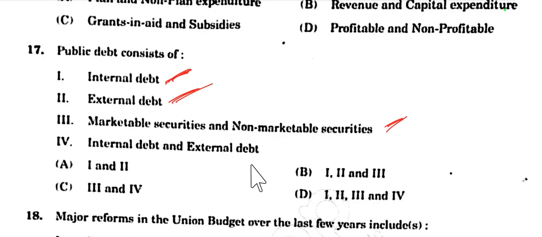Then internal and external debt. Yes. So public debt consists either of only internal debt, or only external debt, or both internal as well as external, or of marketable securities and non-marketable securities. So all of the above are correct choices of public debt. Government may take loans from all of these sources. So option D is the right choice.